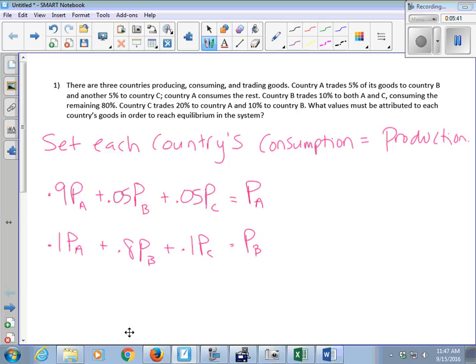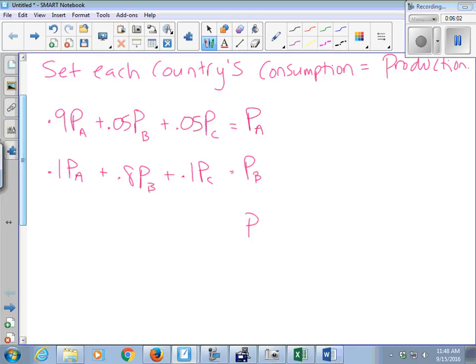Yeah. So country B produces some stuff. 10% of that production goes to country A. 80% goes to country B, and 10% goes to country C. All right, and then country C produces some stuff, and 5% of it goes to country A. 10% of it goes to country B, and 70% is consumed by country C. So now I basically have a system of 3 equations with 3 unknowns, the production of each country.